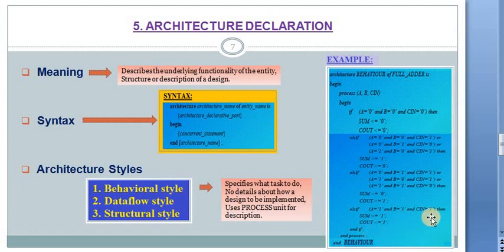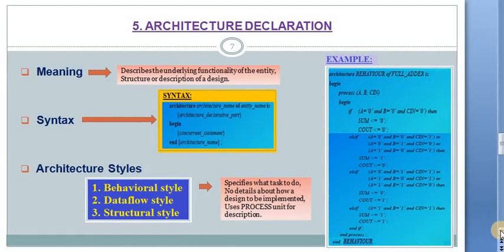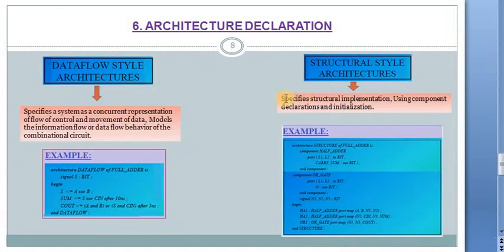So now let's discuss another type, the data flow style declaration. As you see on the slide, the data flow style is that which specifies a system as a concurrent representation of flow of control and movement of data. And the other important feature of this style is that it models the information flow or data flow behavior of the combinational circuit. So that circuit may be an adder, comparator, decoder, or other logical circuits. Let's observe one example.